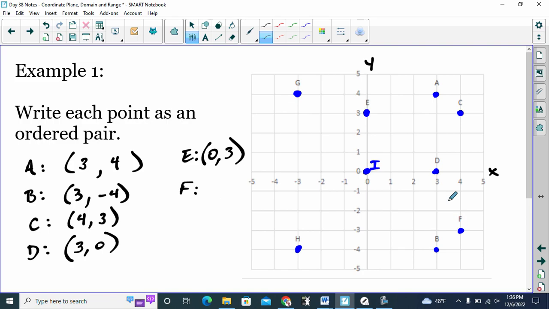F, x value is 4. Y, I went down 3, so 4, -3. G, the x, I'm going left. If I go left, my x value is negative. So -1, -2, -3, and up 4. -3, -4. I'm sorry, +4. I went up. -3, 4.